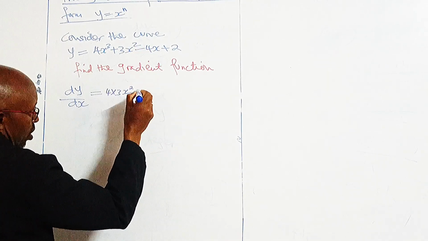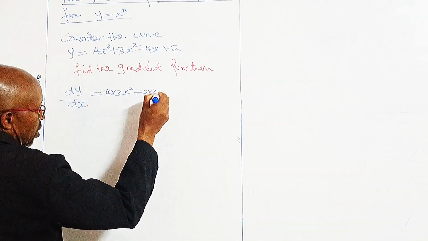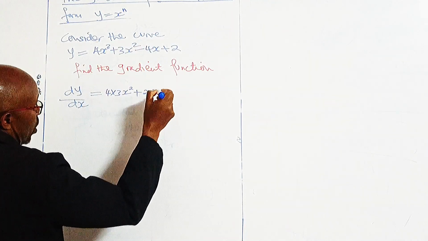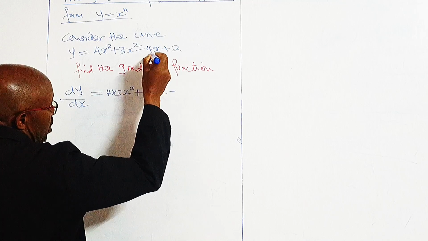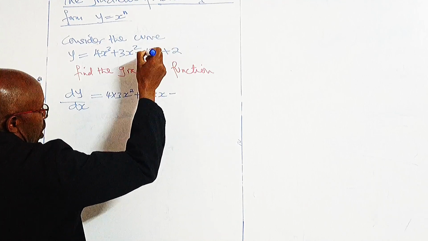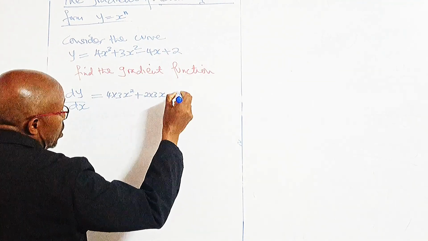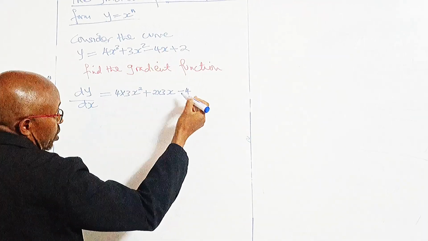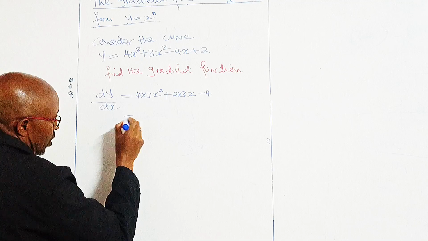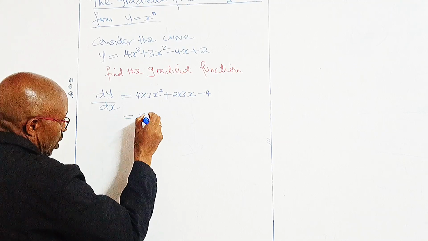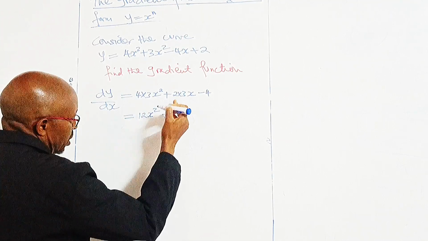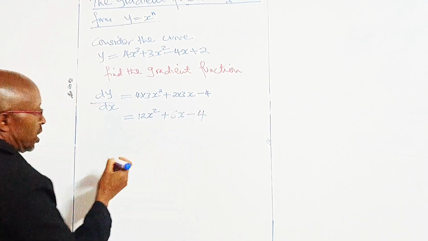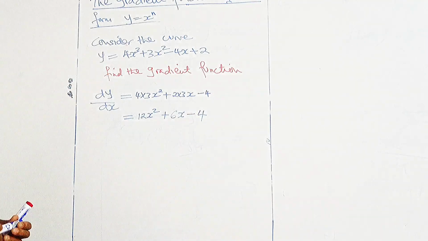here the coefficient of x is 3, so you say 2 times 3, x, you reduce the power of x by 1, so it should be 1, minus, the power of x here is 1, so 1 times 4, which is 4, then when we reduce the power by 1, it becomes x to the power 0, which is equal to 1. Therefore, this becomes 12x squared plus 3 times 2, 6x, minus 4. That is our dy/dx.